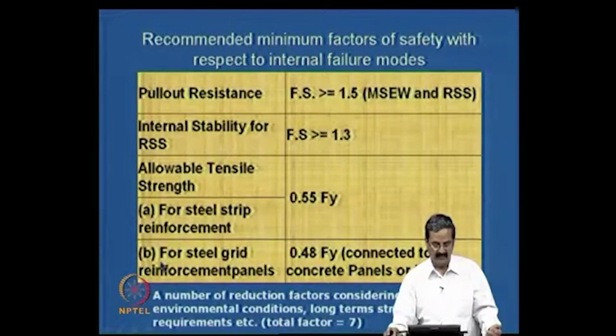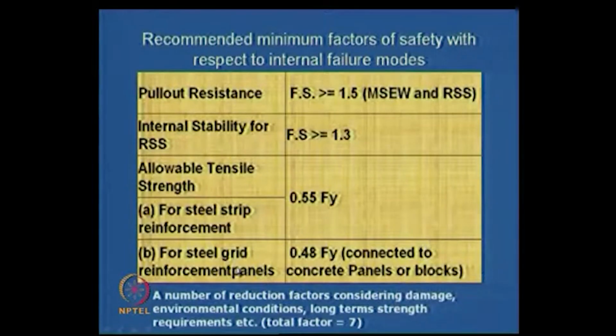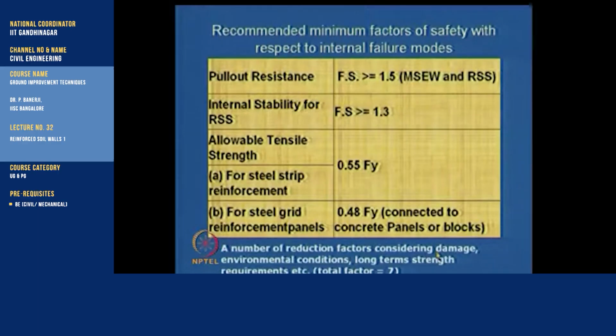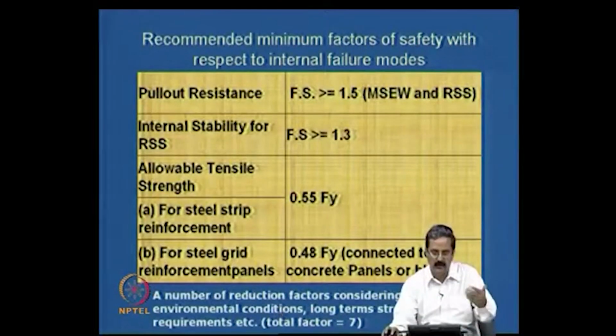Okay. Then for steel grid connected with reinforcement panels, it's 0.45. So this is all in connection with steel, but suppose you have geogrids, you have a number of reduction factors that I already discussed. As I said, because of damage it could be 1.3, because of environmental conditions it could be 1.5. Long term strength requirements depend on say 50 years or 100 years, it could be 2.3 like that.